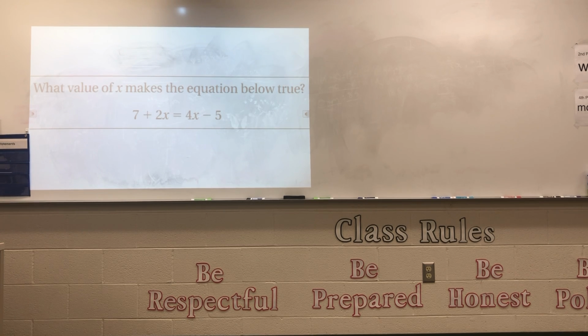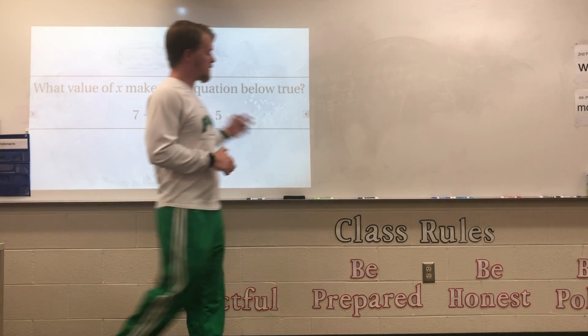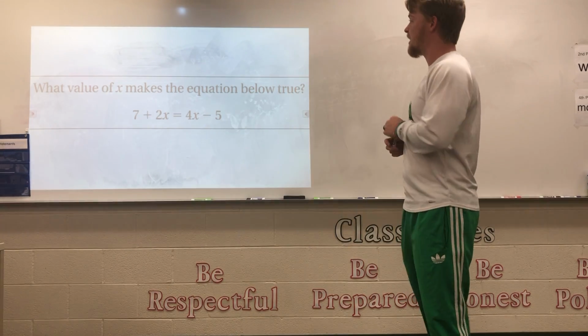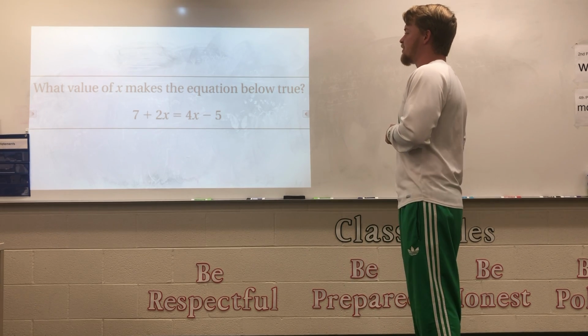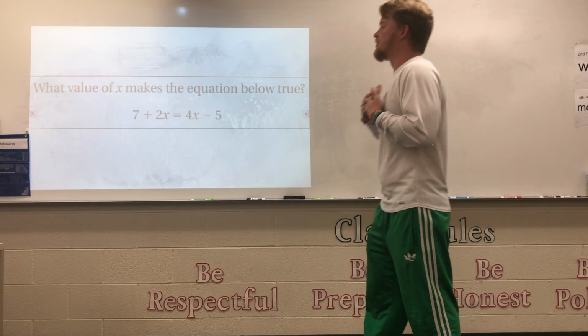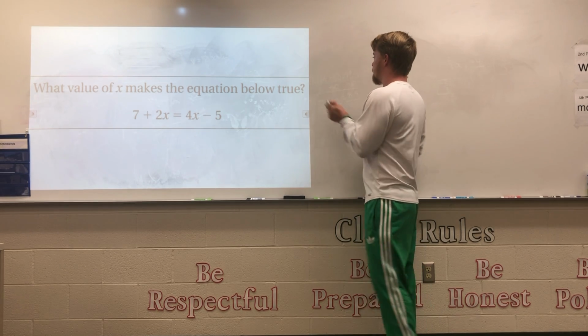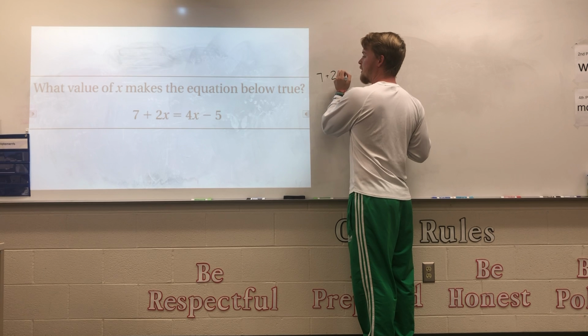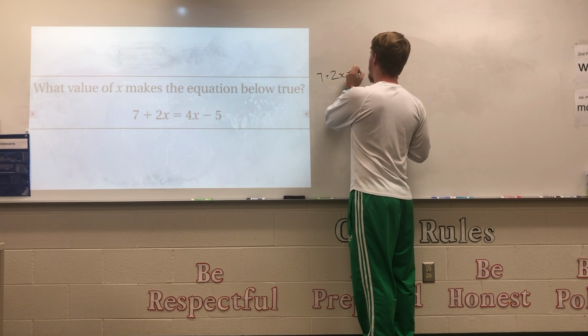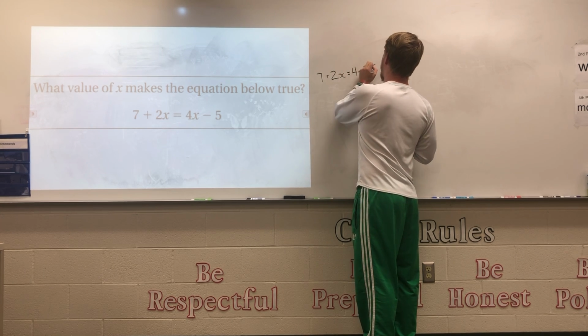All right, next, we have this equation. This is also going back to chapter 1. It says, what value of x makes the equation true? So, if you look at this equation, 7 plus 2x equals 4x minus 5.